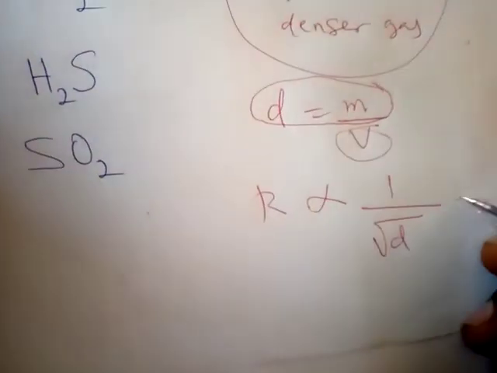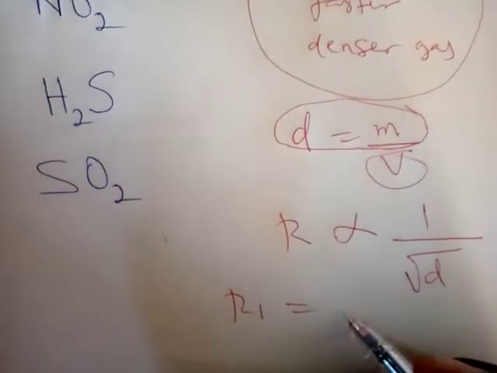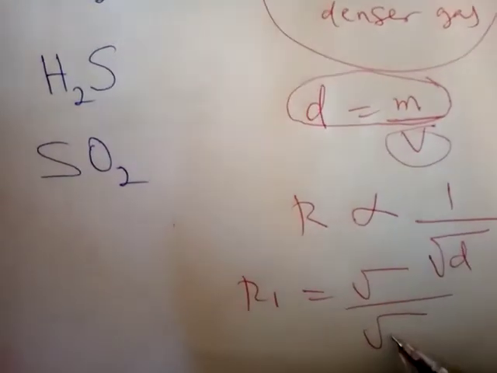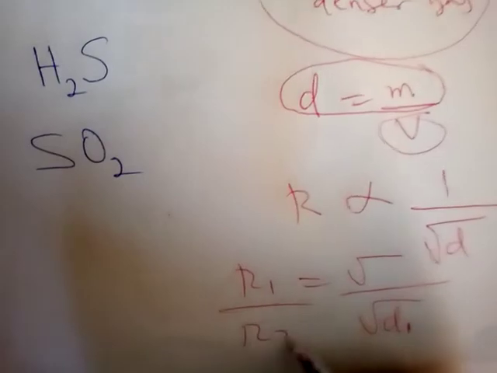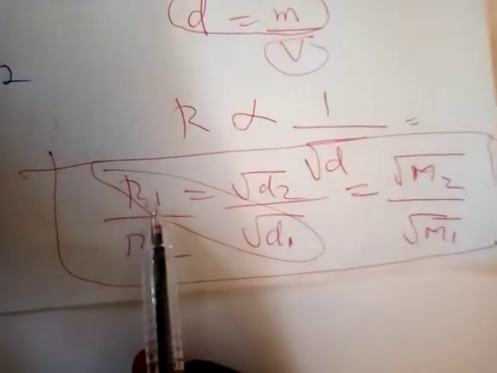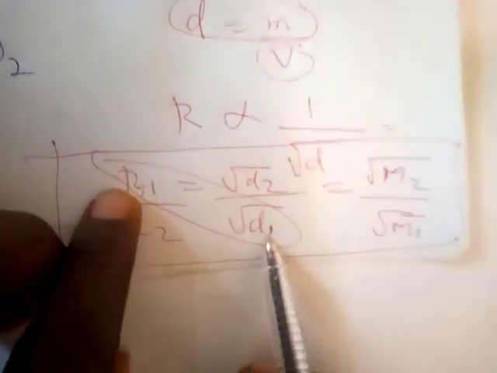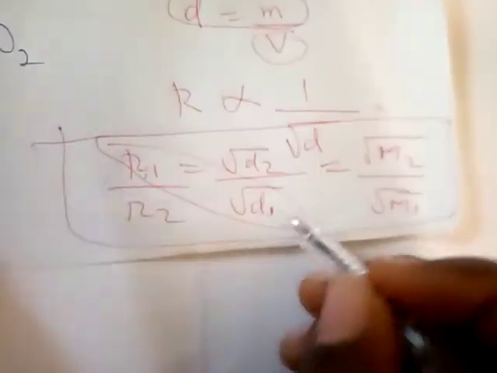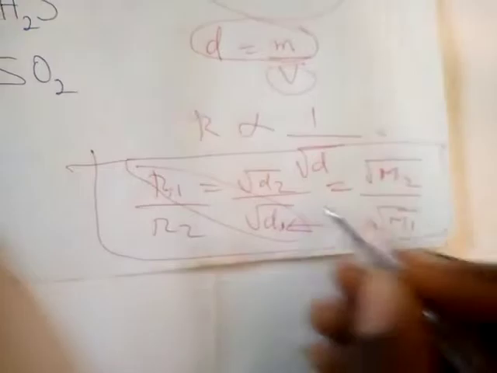That's why when we write the formula, we can write R1 over R2 equal to the square root of density 2 over density 1, inversely proportional. The same thing applies if we write it with molecular mass. This is Graham's law. With two gases, the rate of diffusion is proportional to the density, and it's also proportional to the molecular mass. It's telling us that density and molecular mass have a linear relationship.